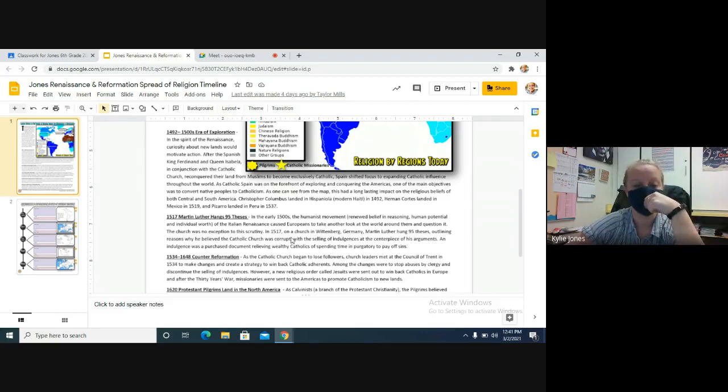In 1517, on a church in Wittenberg, Germany, Martin Luther hung up 95 theses, outlining reasons why he believed the Catholic Church was corrupt, with the selling of indulgences as the centerpiece of his arguments. So this word theses just means essays. It's basically like he hung up essays about why he didn't like the Catholic Church and why he thought they were corrupt and didn't do things well and correctly.